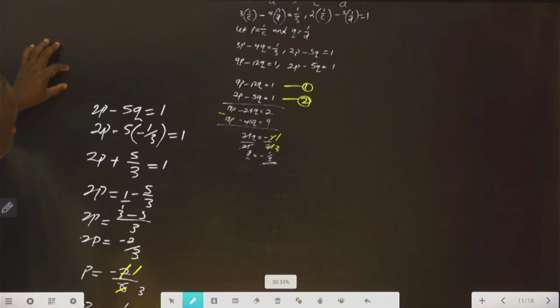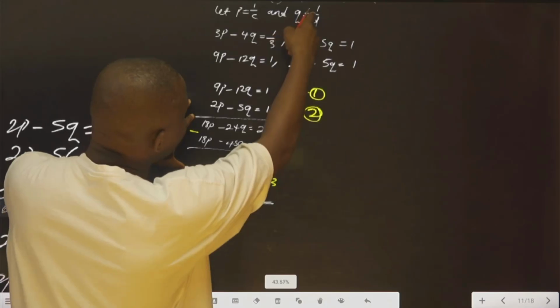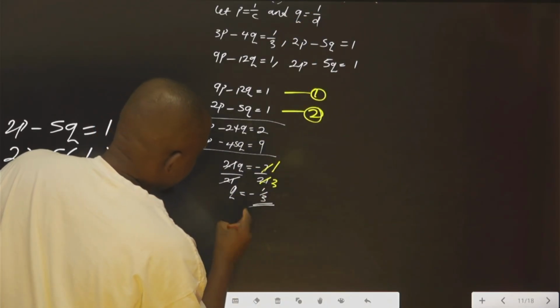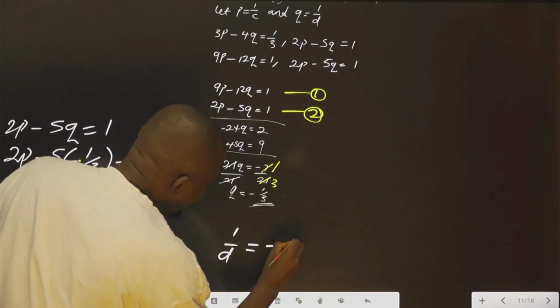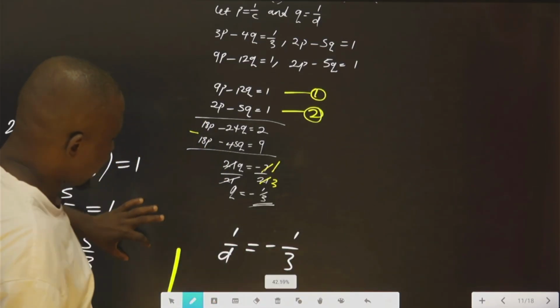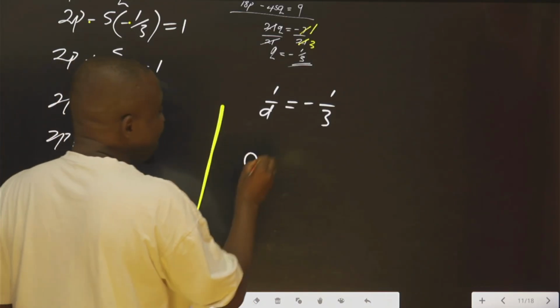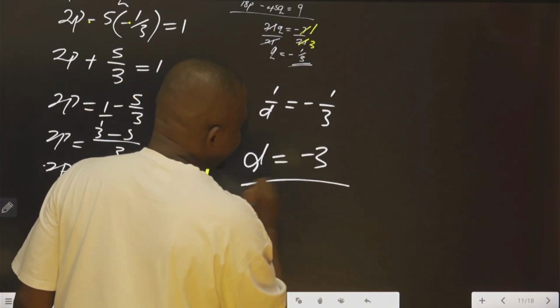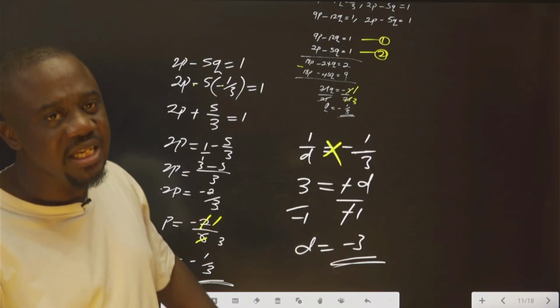Now let's look for that of d. For d, we have q here already, in place of q is 1 over d. That is 1 over d is for q, which is minus 1 over 3. And you agree with me, if you solve this out today, d at the end of the day will give you minus 3. So that is the answer. D is minus 3, c is minus 3.